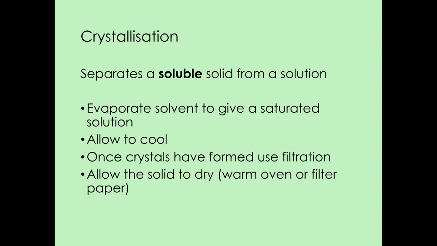And once we've done that, we turn off whatever we're using to evaporate the solvent. We'd normally use a Bunsen burner, and we allow the solution to cool. And once it's cooled, you will get crystals coming out. So once the crystals are formed, you can then use filtration to separate the crystals from the remainder of the solution. You would allow the solid to dry. You can do this either by patting it dry with filter paper or by placing it in a warm oven. And then you will have pure crystals of your solid.